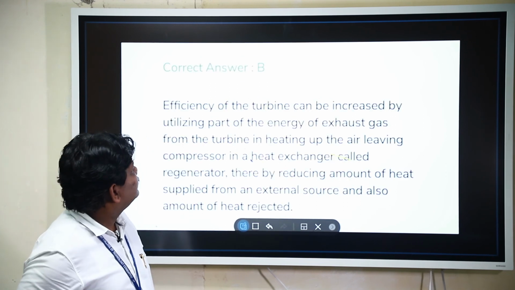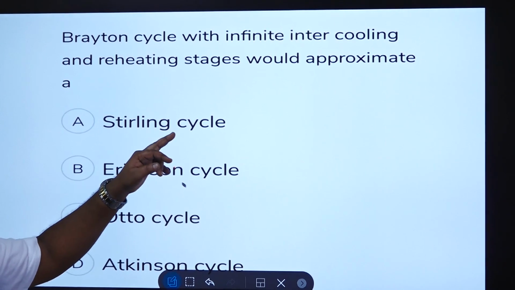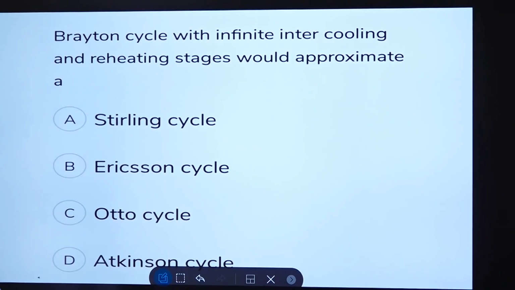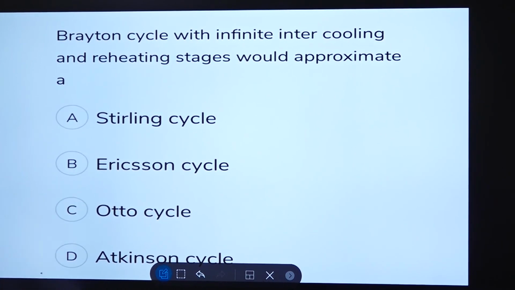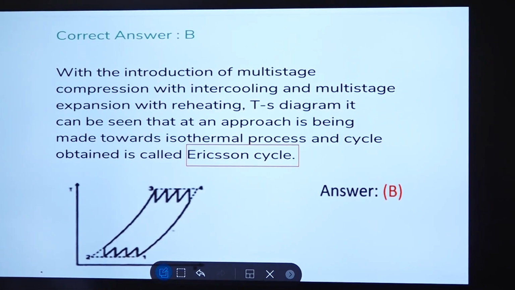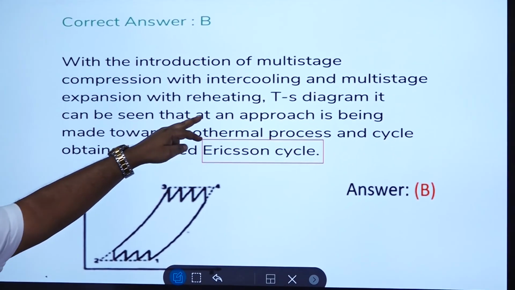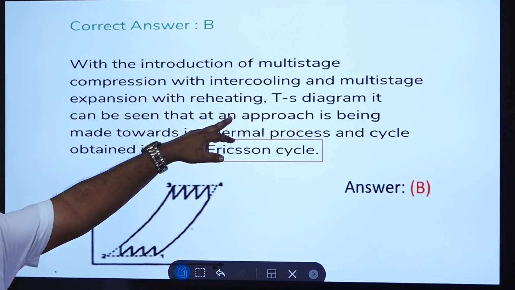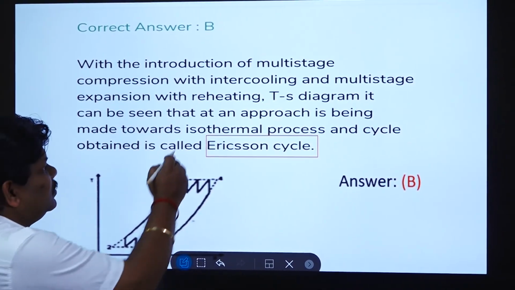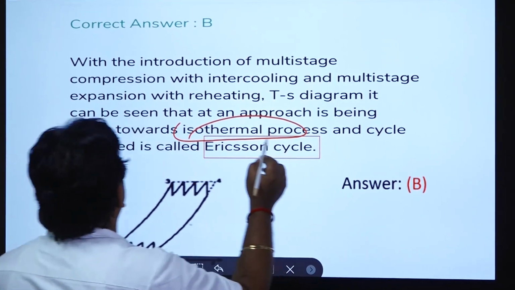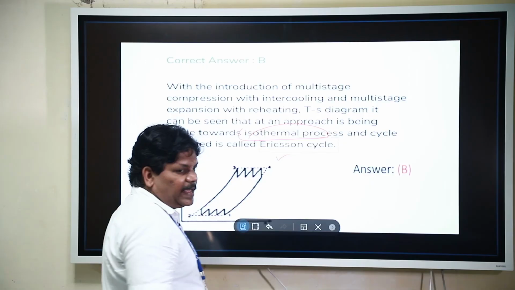Okay, the next one is, Brayton cycle with infinite intercooling and reheating stages, which it will approximate. So what is the cycle? It is Ericsson cycle. Am I right? Yes, it is Ericsson cycle. With the introduction of multi-stage compression with intercooling and multi-stage expansion with reheating, in the TS diagram it can be seen that the approach is made towards the isothermal process. So the cycle will be called as Ericsson cycle. So the answer is B.